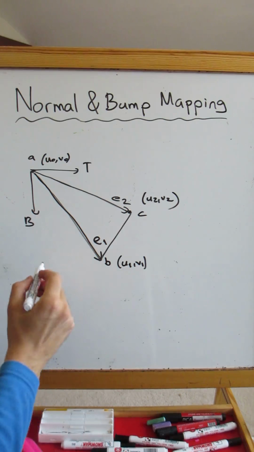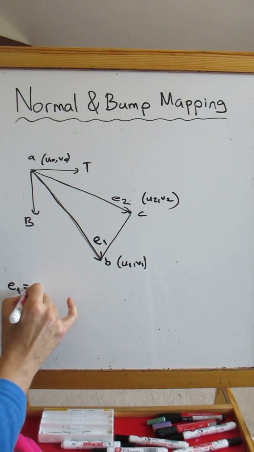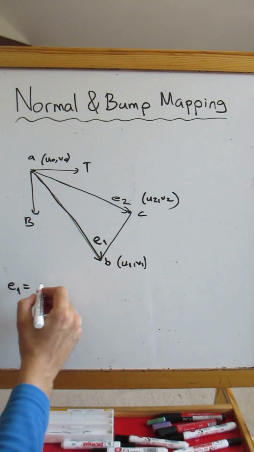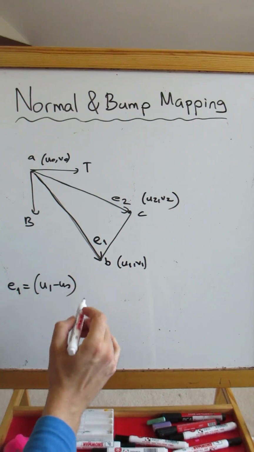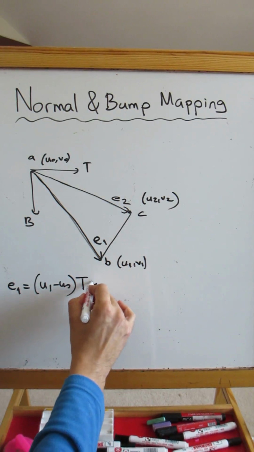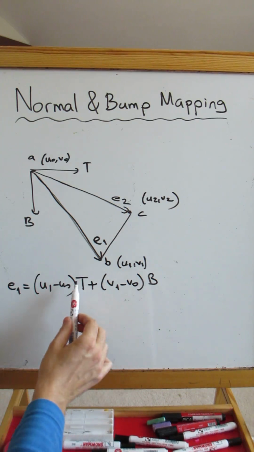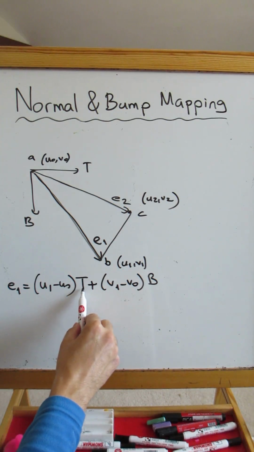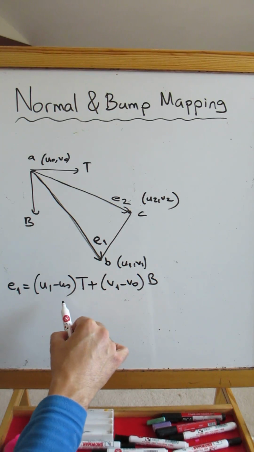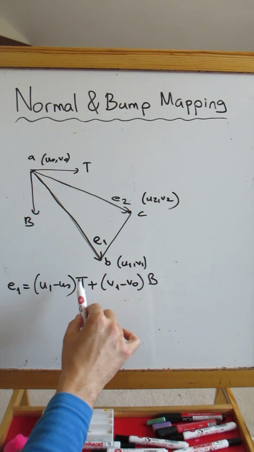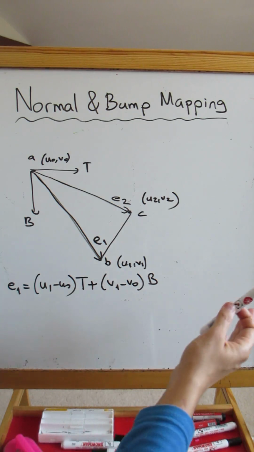Now how can I write these edges in terms of the U, V's and the T and B? I can say that edge 1 is equal to U1 minus U0 times T plus V1 minus V0 times B. This is where the matching orientation comes into play. I'm saying that U1 minus U0 should represent a change along the T direction. So the tangent space T and B should follow the orientation of the texture, the way the texture is mapped on the surface.